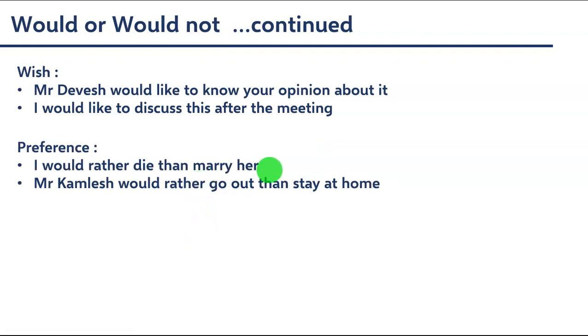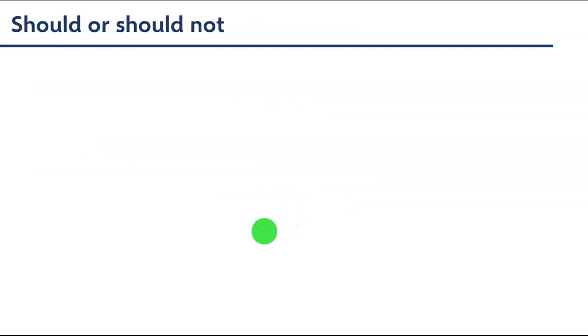I would rather die than marry her, right? So you are expressing a preference of one over the other. Mr. Kamlesh would rather go out than stay at home. Again, a preference of one over the other, right? So this is one modal verb which can be used in 5 situations, right? Hope it's clear. Let's move on to the last one, which is should or should not.